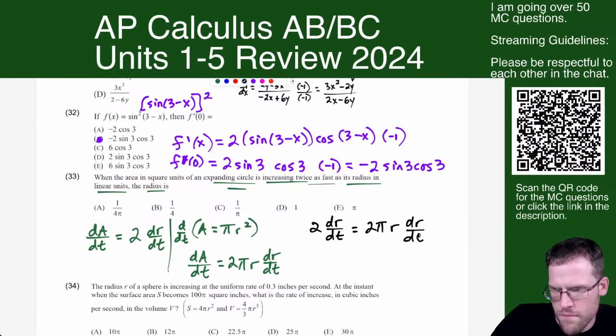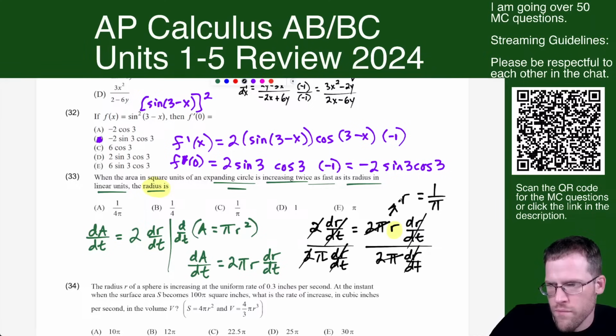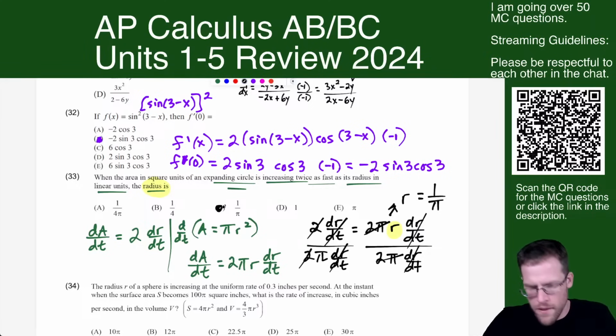So now I'm going to divide. I want to solve for r. I want to know what the radius is. I'm solving for r, so I'm going to divide by 2 pi dr dt. So see you later, see you later. We're just left with 1 over pi. So r is 1 over pi. Okay, so that part is it.